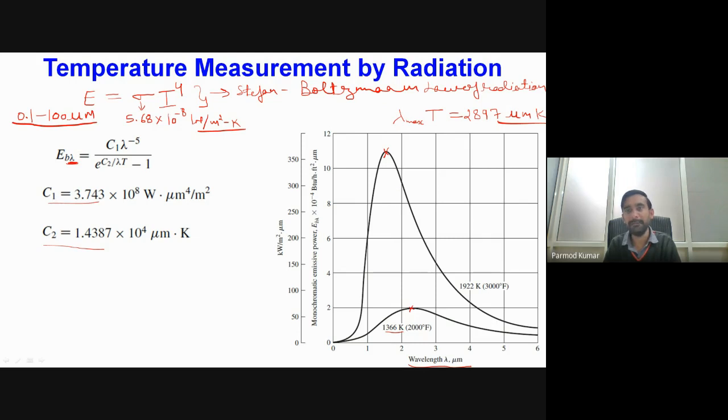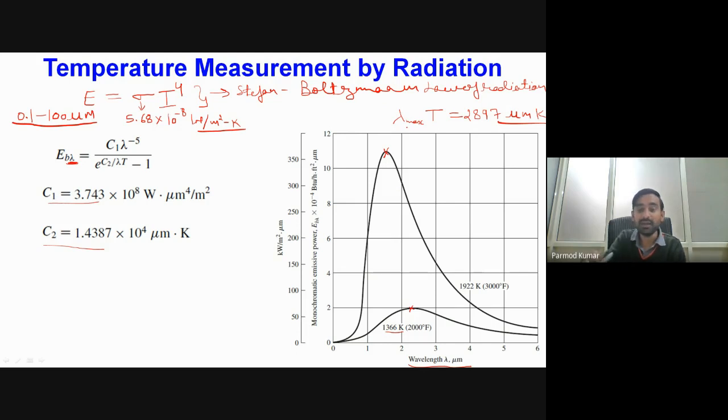Here lambda max refers to the wavelength corresponding to maximum emissive power at a given temperature. You can see that this product of lambda max and T is constant. So because of that, when the value of temperature increases, the wavelength corresponding to maximum emissive power will decrease.